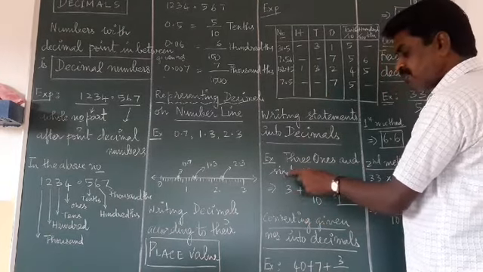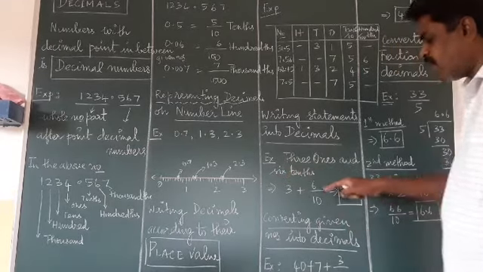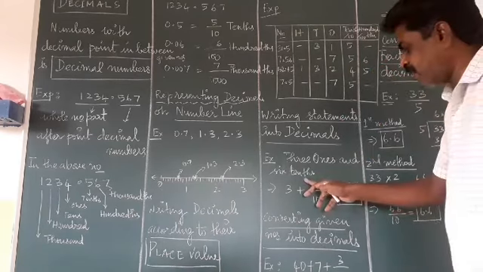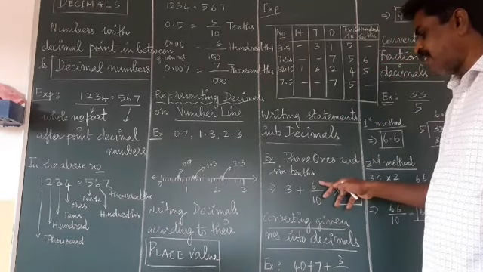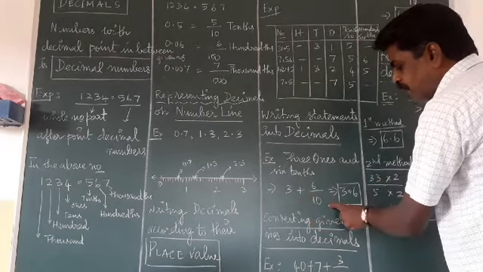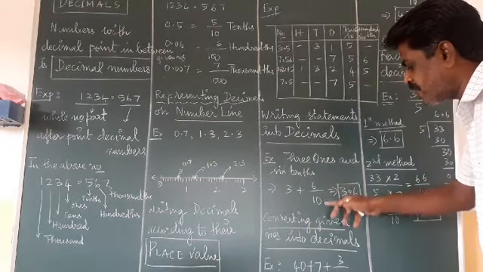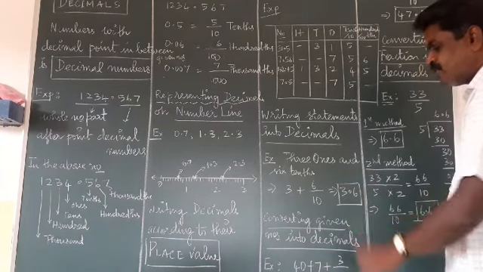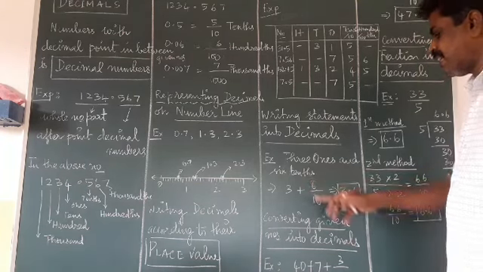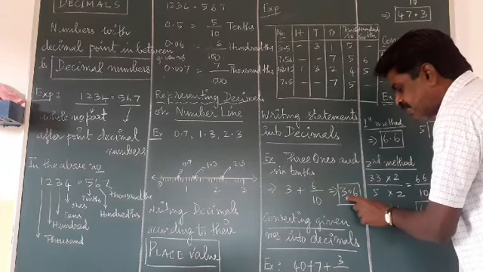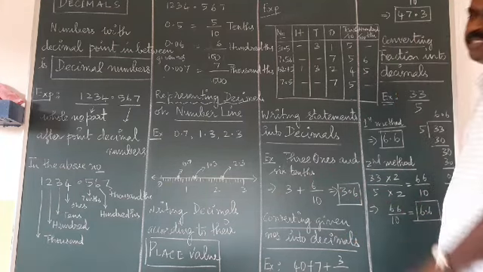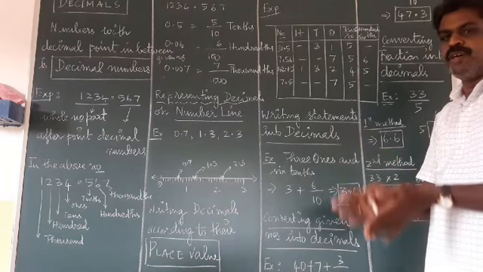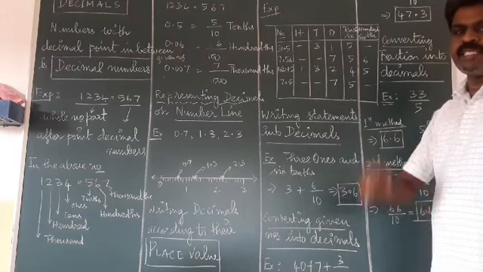Plus 6 tenths. 6 tenths means what? 6 upon 10. That means it comes after the decimal point, as the first digit after the point. So 3 plus 6 upon 10. 6 upon 10 means one digit after the decimal point. So your answer will be 3.6. 3 ones and 6 tenths means 3 and 0.6, that is 6 tenths. Okay. That is one example for converting a word statement into a decimal number.